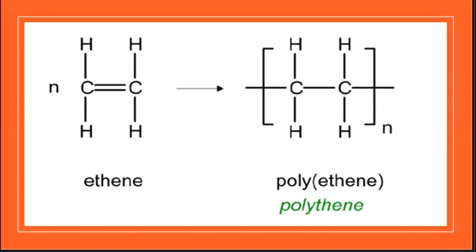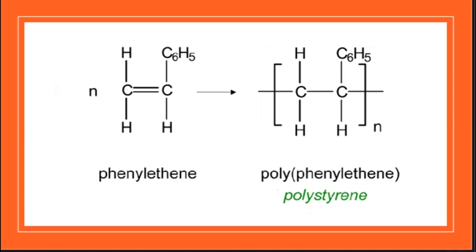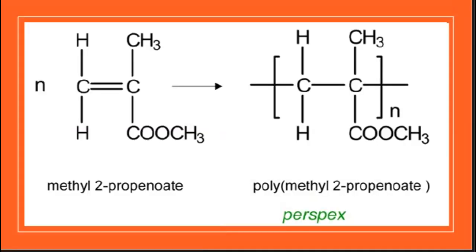What have we also seen? The polymer, for example, polyethylene, is derived from the monomer ethene, right? And I'm going to show you a couple more like that. The polyphenylethene is derived from the monomer phenylethene, right? The polymethyl 2-propanoate, or Perspex, is derived from methyl 2-propanoate, right? So it's derived from it. Now, I'm not expecting you to try to memorize these structures and these names or anything like that. But what I want you to see is how the polymer is formed from the monomer. Again, it's just this double bond here that is being broken for it to become a single bond, and the rest of the structure remains the same as the unit is being repeated over and over.